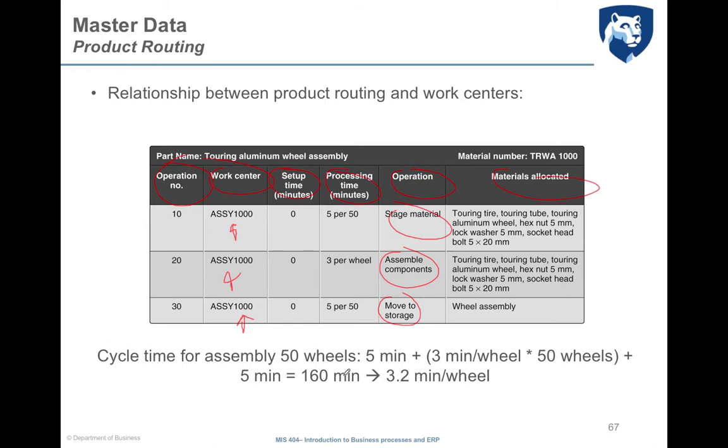And the 160 minutes is determined by this calculation. So 5 minutes plus 3 minutes per wheel for 50 wheels plus 5 minutes. If we divide this by 50, we obtain 3.2 minutes per wheel.